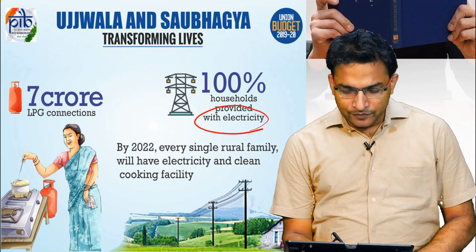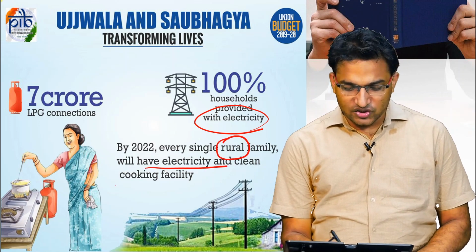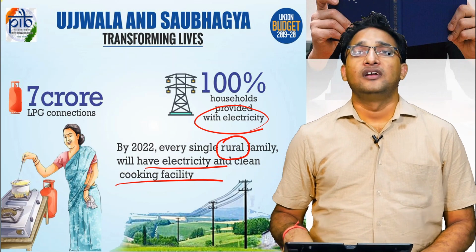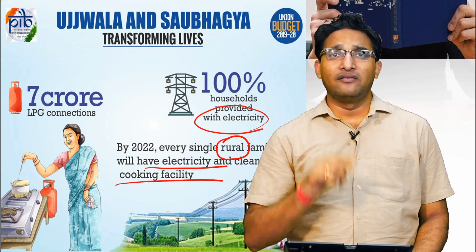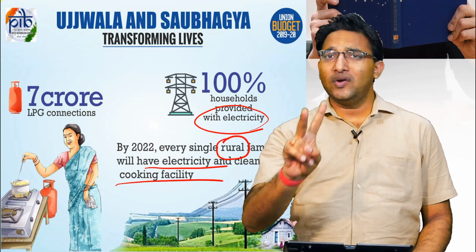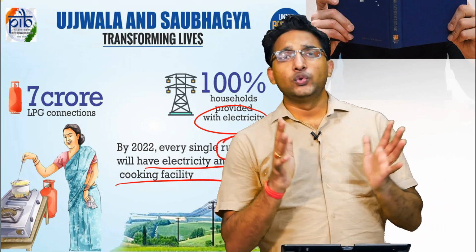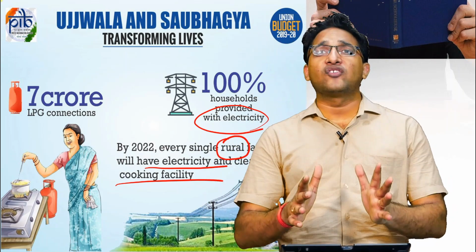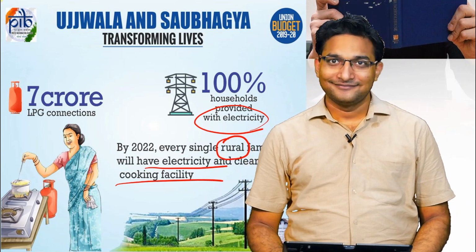By 2022, every single rural family will have an electricity connection and cooking facility. So these are the two initiatives, the Saubhagya Yojana, under which we are providing the household level connectivity, and the Ujjwala Yojana, under which we are providing the free LPG connection. These two initiatives have really transformed the life of the women in the rural areas.